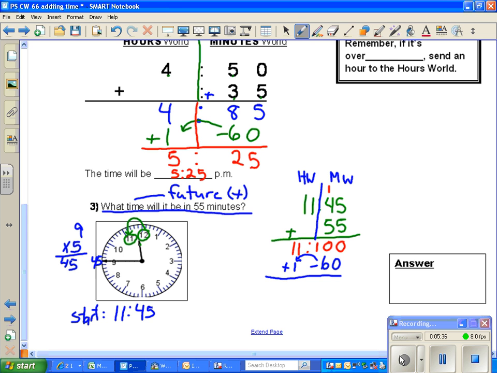Okay, two worlds separated again. 0 subtract 0 is 0. 10 subtract 6 is 4. 11 plus 1 is 12. So it will be 12:40. I don't know if this one's AM or PM because this clock on the left doesn't tell me if this is AM or PM. So I just put 12:40.